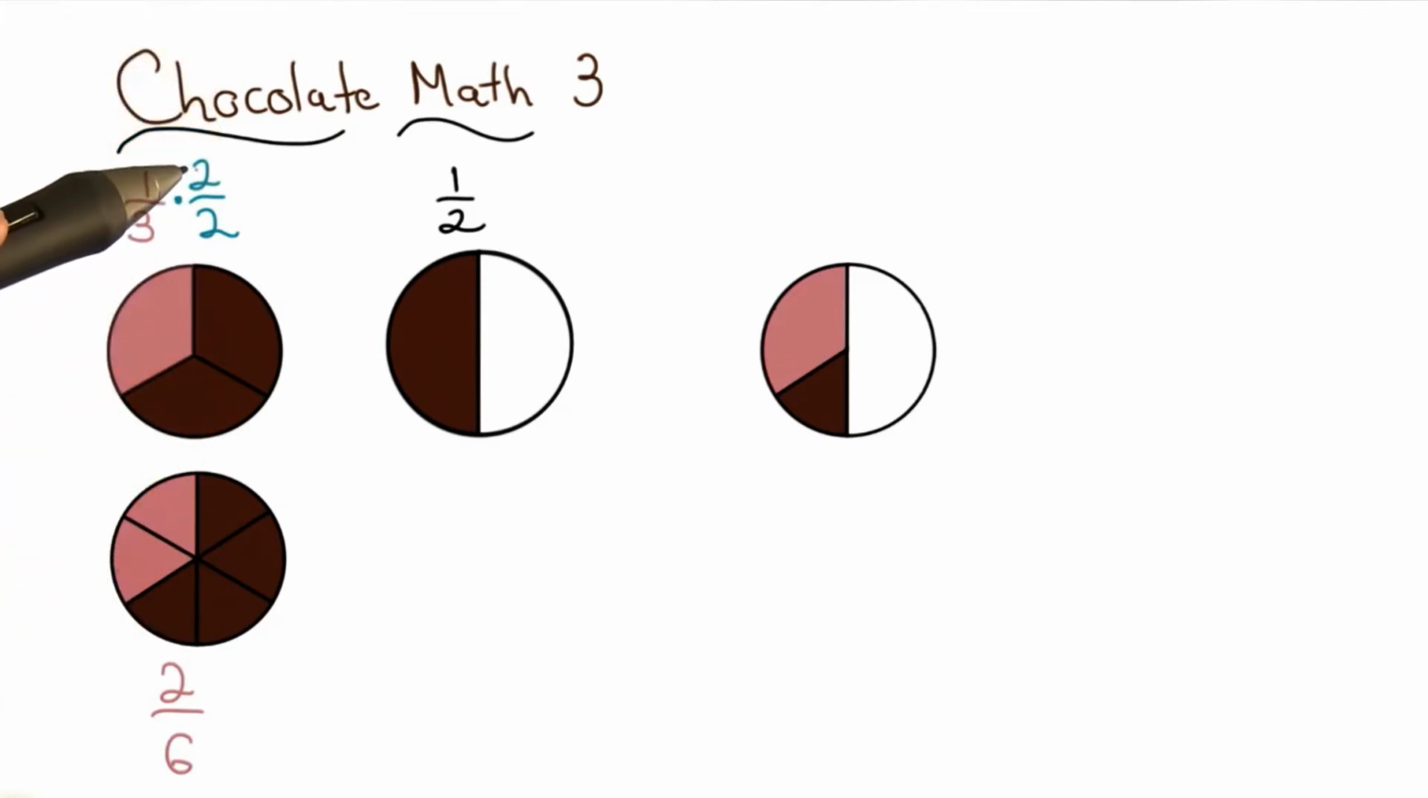Notice I'm multiplying by the number 1. 2 divided by 2 is still 1. I'm just changing what this fraction looks like. I'm not changing its value. We can still see 1/3 is 2/6.